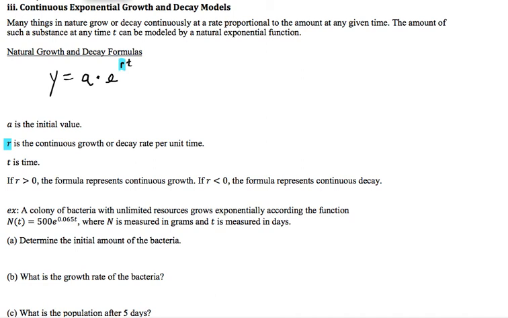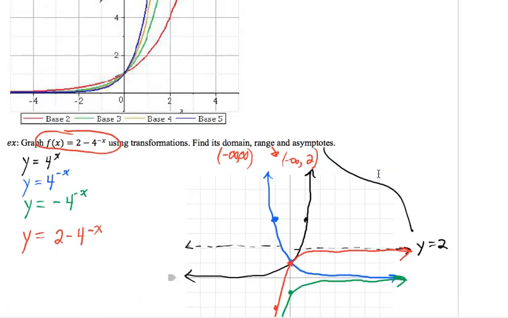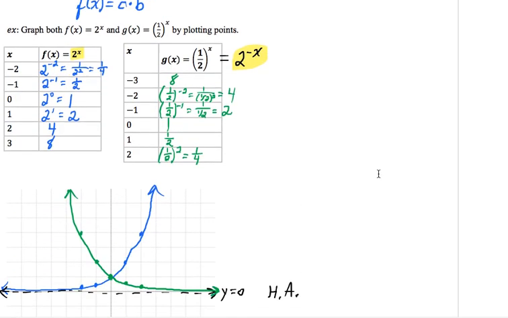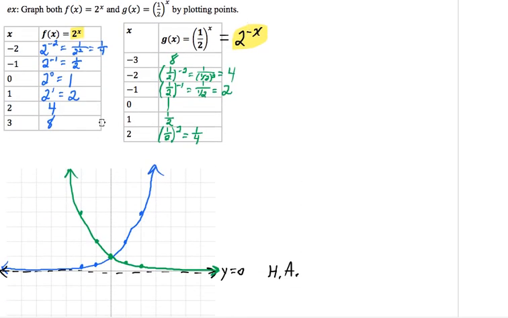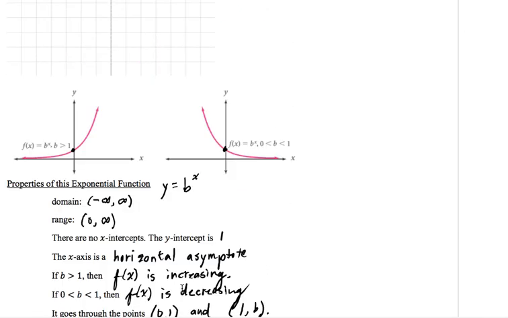T is time, and then the other thing here is if r is positive, you're going to have a positive exponent, so you're going to actually have growth, or if r is negative, you would have a negative exponent, which means similar to this one back at the very beginning, where we had the negative exponent, that means you're having decay, so a decreasing exponential function.